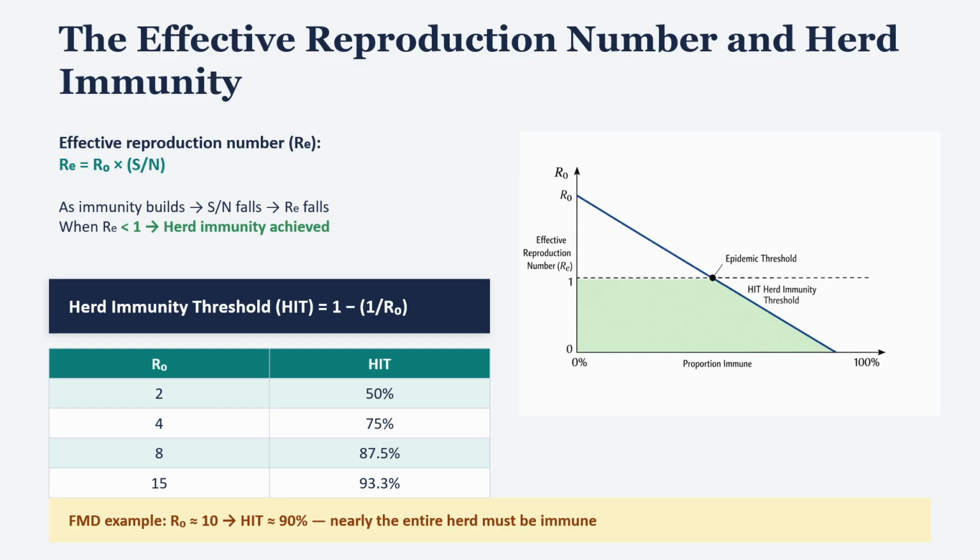It's also why even a small gap in vaccination coverage can allow a pathogen with high R0 to reestablish. A herd with 85% vaccine coverage sounds well vaccinated, but for FMD with an R0 of 10, an 85% immunity level leaves RE at 1.5, above the epidemic threshold. The herd is not protected despite relatively high coverage.